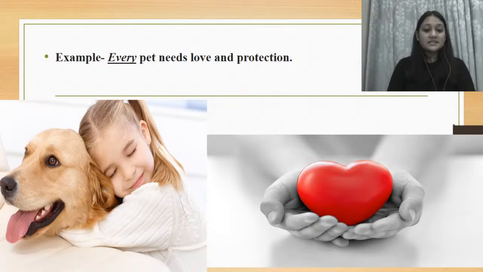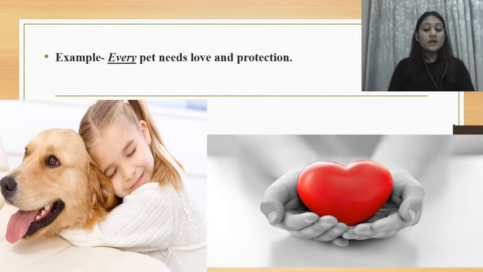Example, every pet needs love and protection, right? So you are not leaving any of the pet animals. You are talking about the whole group of pets. Okay, so you are saying that every pet needs love and protection, irrespective of what pet it is, either a dog or a cat or anything like a tortoise or fish. Irrespective of what pet you have, you're talking about the whole community, the whole group, all of it.